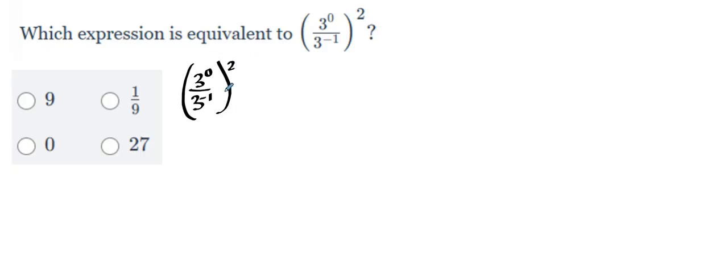So according to order of operations, we're going to have to focus on what's inside the parentheses. And what we're going to do is do 3 to the power of 0 divided by 3 to the power of negative 1. And when we have the same base and we're dividing, we'll subtract. So inside the parentheses, I'm going to put 3 to the power of 0, subtract, and what I'm subtracting from the bottom is the negative 1. So watch out for that.